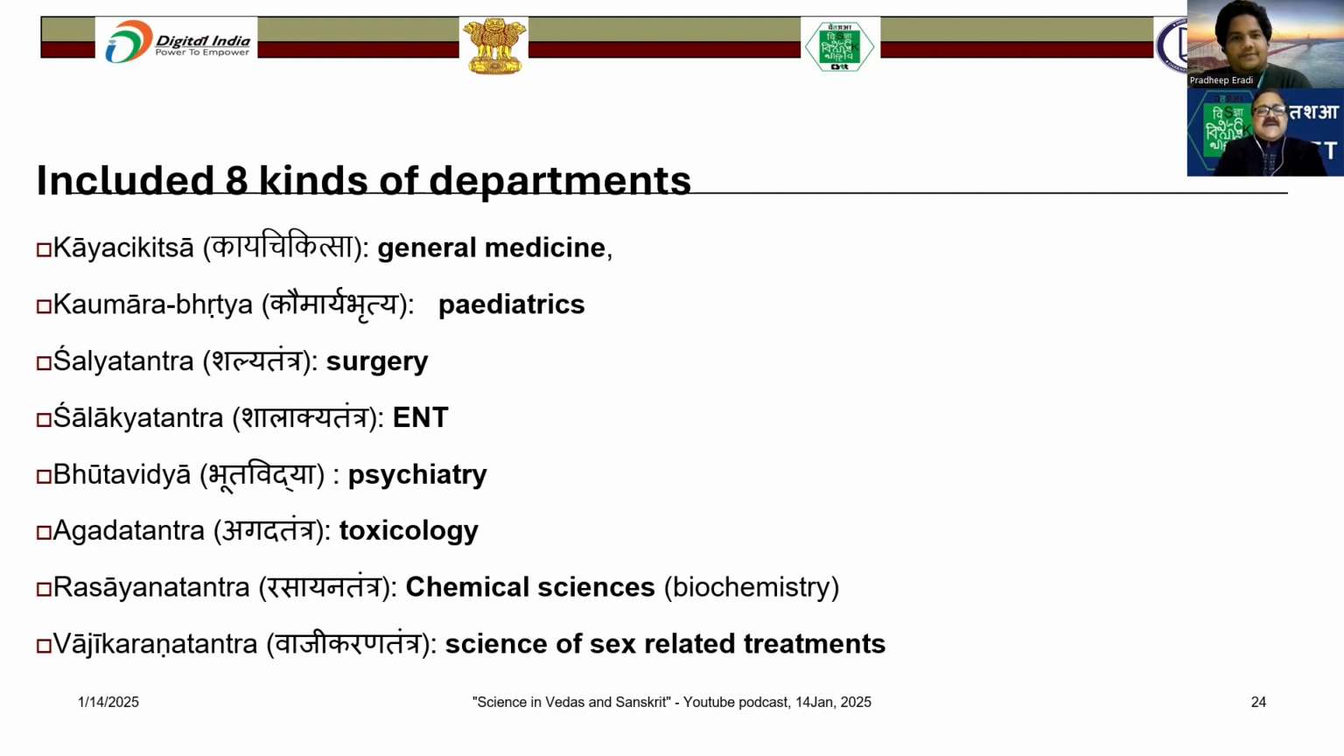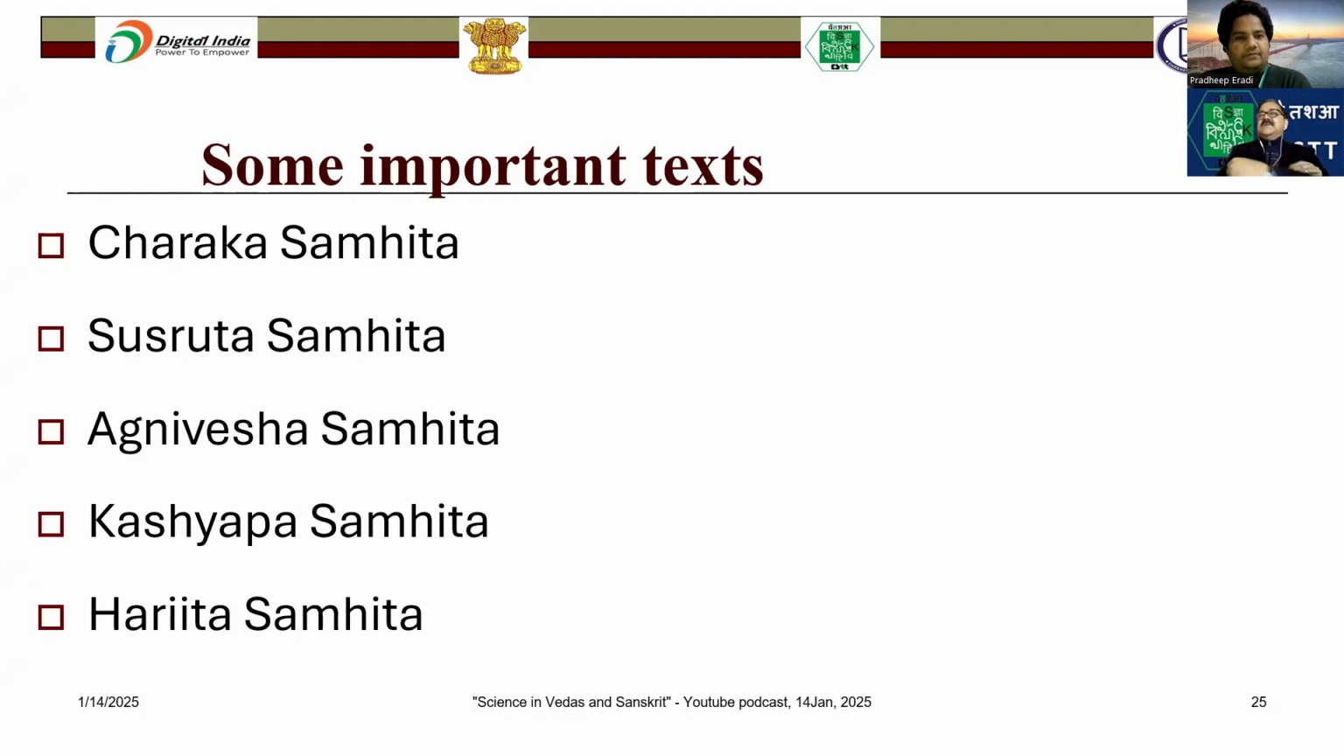So generally, there are 8 kinds of departments mentioned in all the texts like Charak, etc. Kaya Chikitsa is general medicine, Kaumara Bhritya is pediatrics, Shalya Tantra is surgery, Shalakya Tantra is ENT, Bhuti Vidya is psychiatry, Agada Tantra is toxicology, Rasayan Tantra is chemical sciences or biochemistry, you can say, and Vajikaran Tantra is science of sex and related treatments. And there are texts on each of these areas.